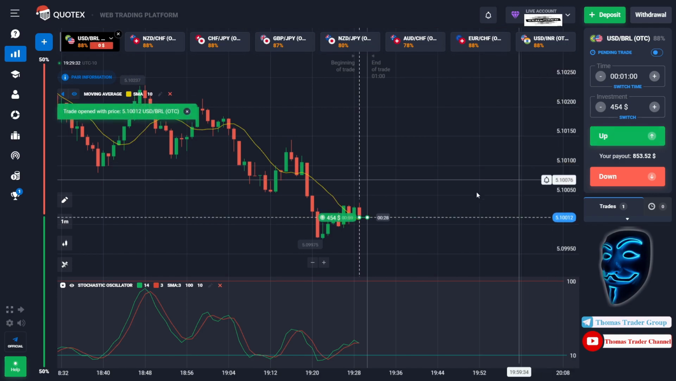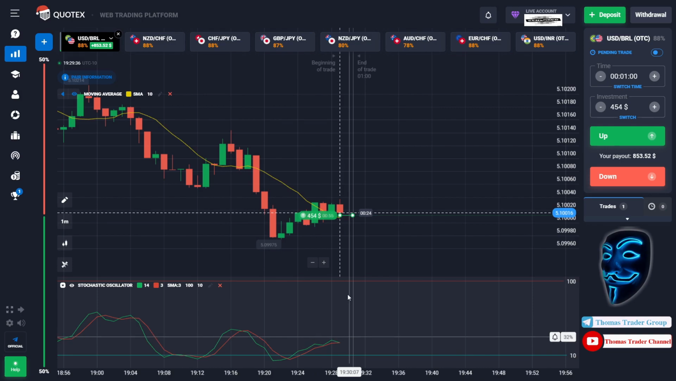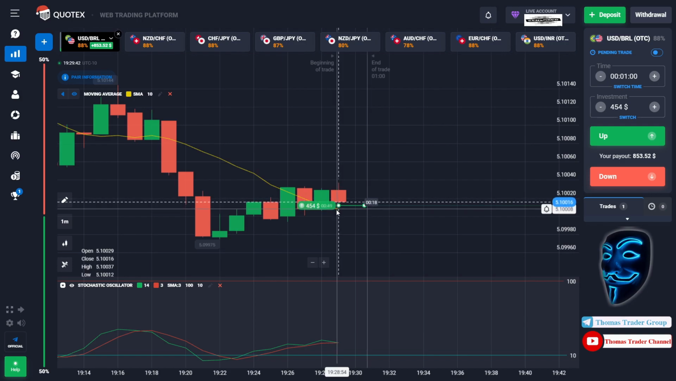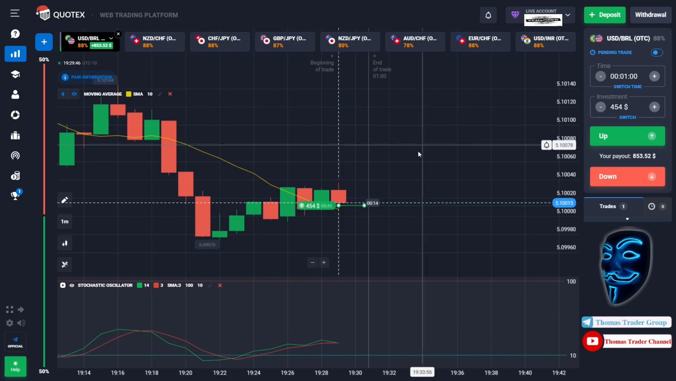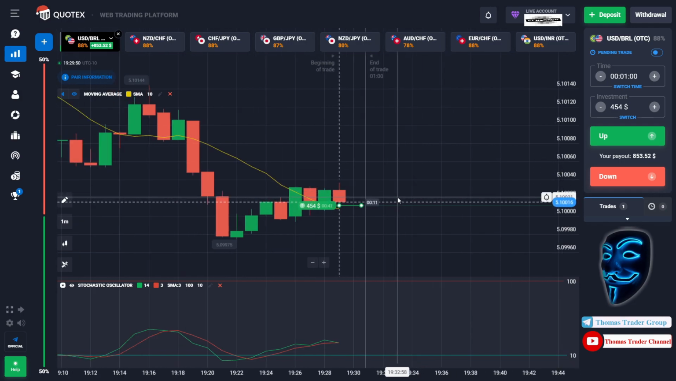As you can see, the market is going bullish. The stochastic oscillator is also facing bullish trend and the market has already broken the moving average line and the market is touching the moving average line. When the market touches the moving average line, it will make a rebound and it will continue the bullish trend. Let's prove it here and let's wait till the end of our trade.